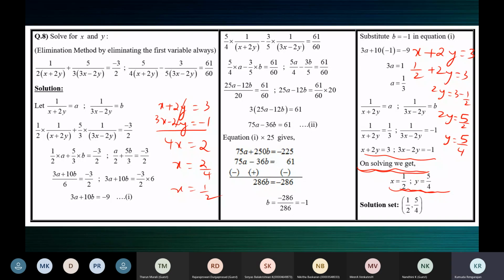So this part, this working, you should have done in your book. You shouldn't have just written, "on solving, we get x is half and y is 5 by 4." You should have solved it. You cannot write that. You should have shown these steps.